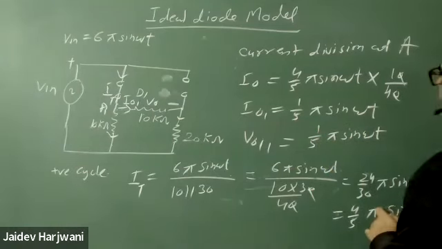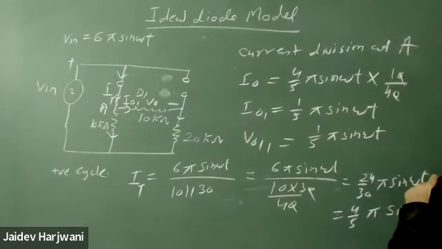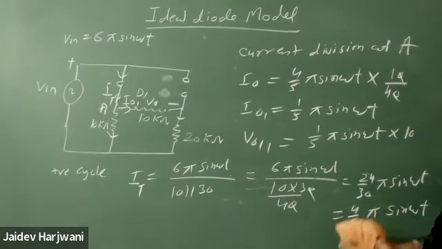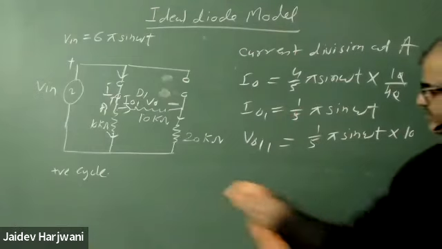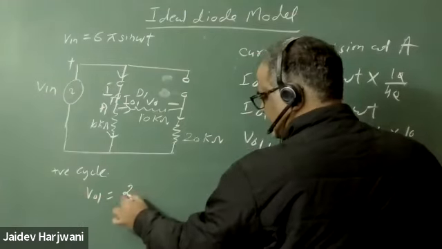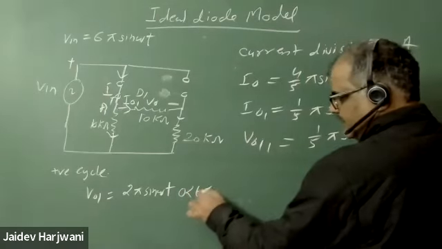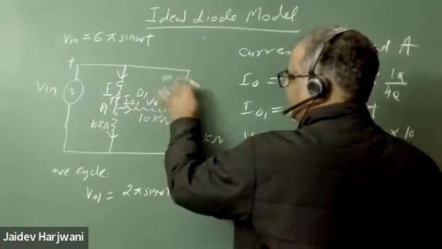This current will come, of course, through this resistance. Now you have to multiply by 10 kilo ohm, so the value will come to 2 pi sine omega t. So this will be your V naught 1, which is 2 pi sine omega t, and this is between 0 to T by 2.